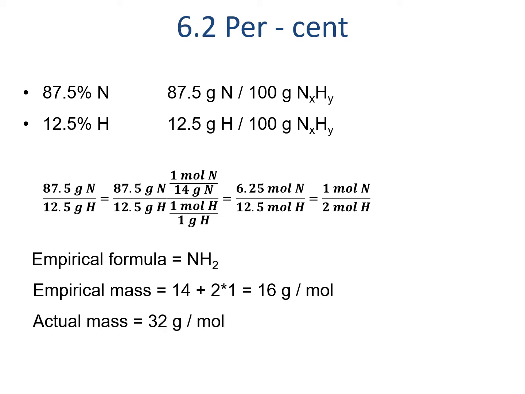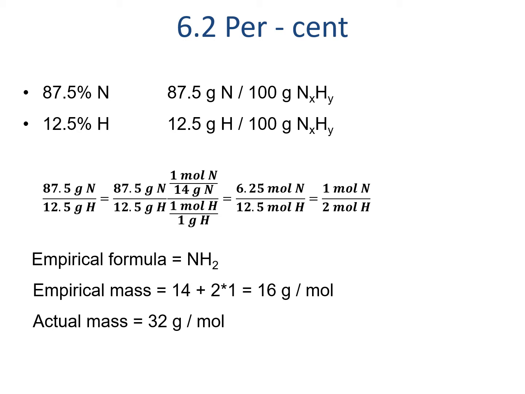And if we know the actual mass, we need only to divide it by the empirical mass to find out how many times we need to repeat that empirical formula. Here, since the actual mass is 32 grams per mole, we know that there are 2 sets of NH2, each weighing 16 grams per mole in the actual formula. So the actual formula would be N2H4 instead of NH2. So we see that an understanding of percent as a ratio compared to 100 grams of total substance allows us to calculate empirical formulas, and with an actual mass value, we can find an actual formula as well.